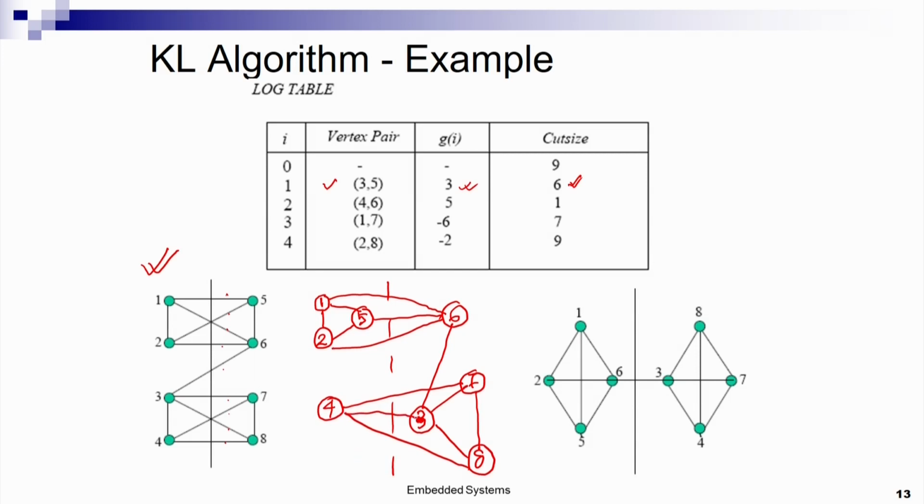So, now these are all my connections, and what is the cost of the cut? 1, 2, 3, 4, 5, 6. So, when I transfer 3 and 5, I get a gain of 3 and the cost of my cut reduces to 6. Now, again the next highest gain that we have found out. So, after this exchange I will lock 5 and 3, I will not consider them for further exchanges.